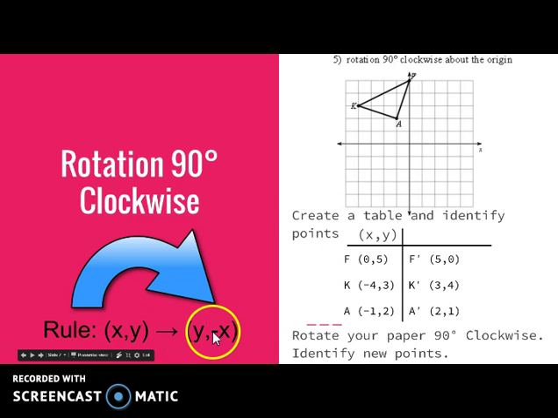To do a 90 degrees clockwise rotation, we would exchange X and Y, switch the X and Y coordinates. (0, 5) becomes (5, 0). But then you're going to make the X coordinate a negative over here whenever you change it. So if it was a negative x coordinate here, it becomes positive 4 when you move it over. Negative 1 becomes positive 1 when you move it over. So it follows this rule for a 90 degrees clockwise rotation.